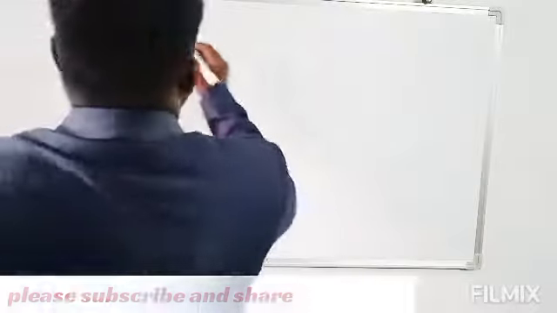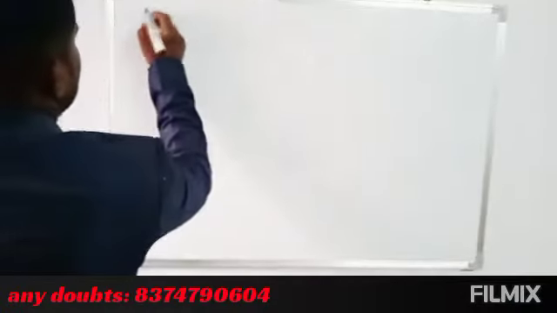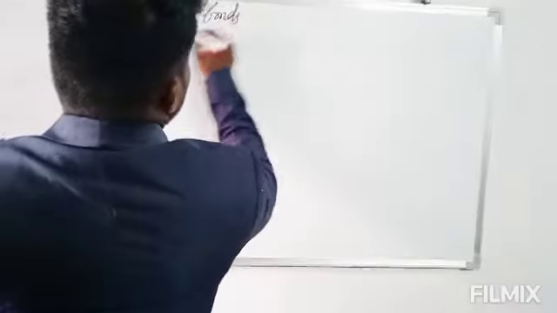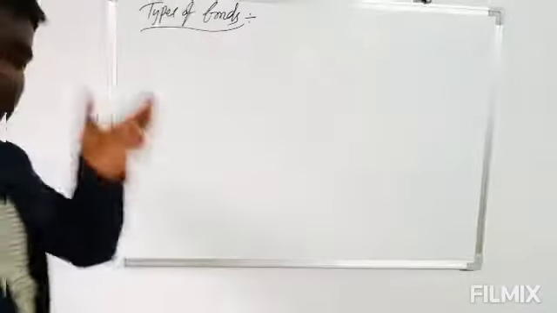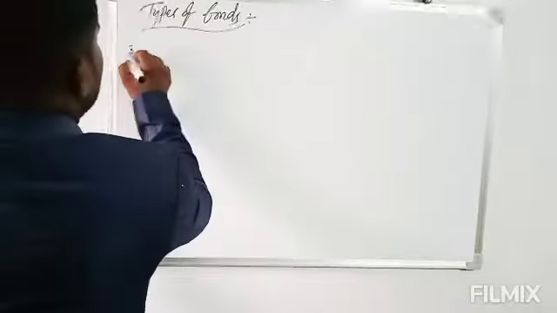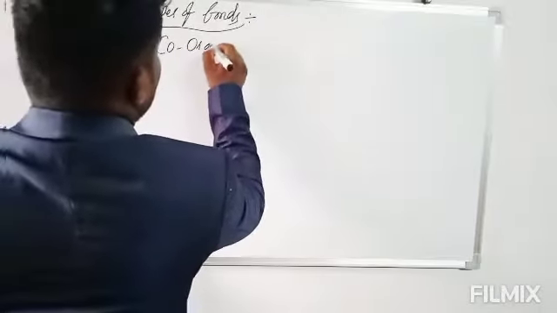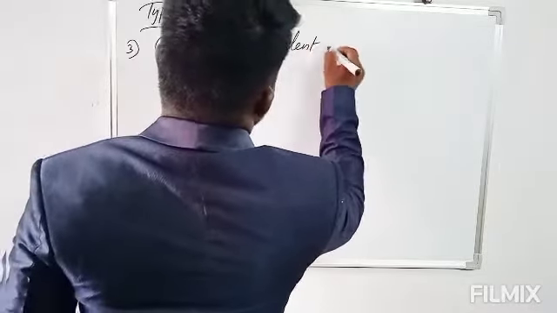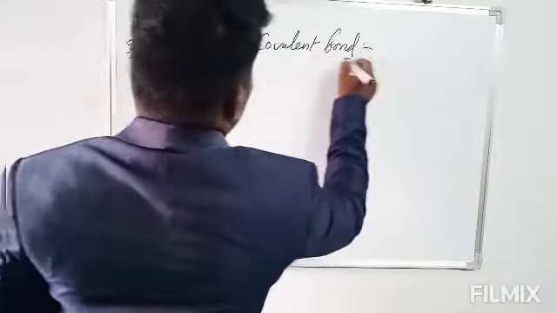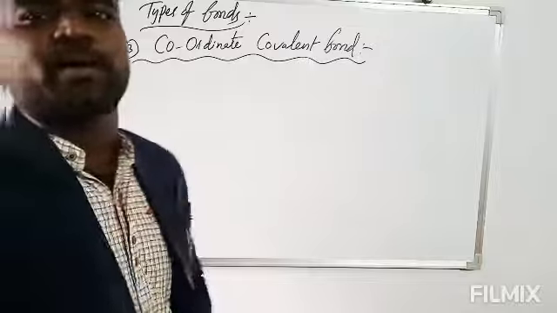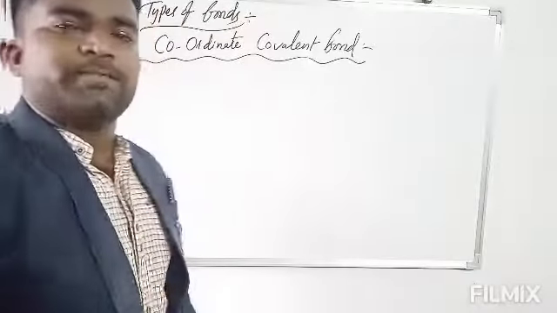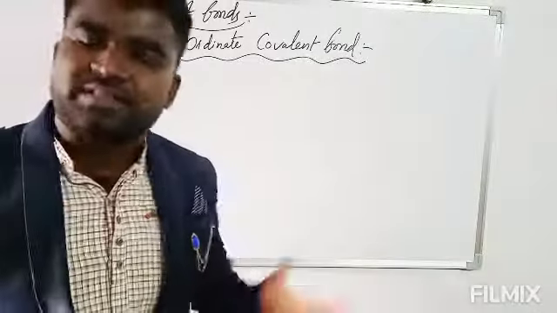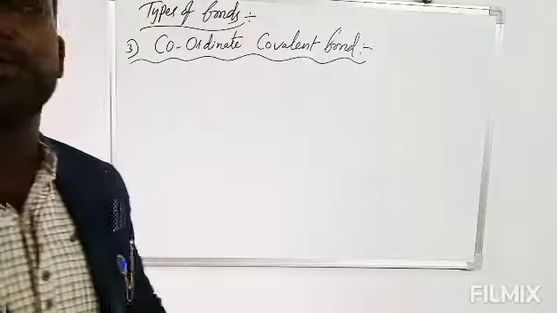Okay. The third type of bond is the coordinate covalent bond. Till now we discussed ionic bond and covalent bond; this is somewhat different from them. Okay, this is also known as a dative bond.